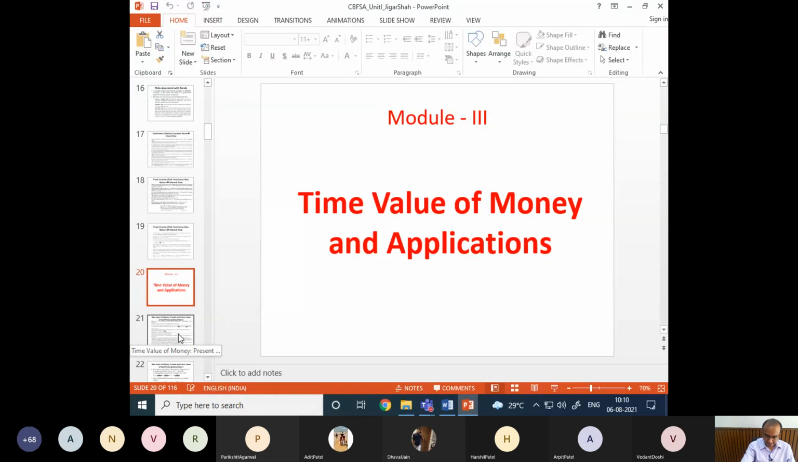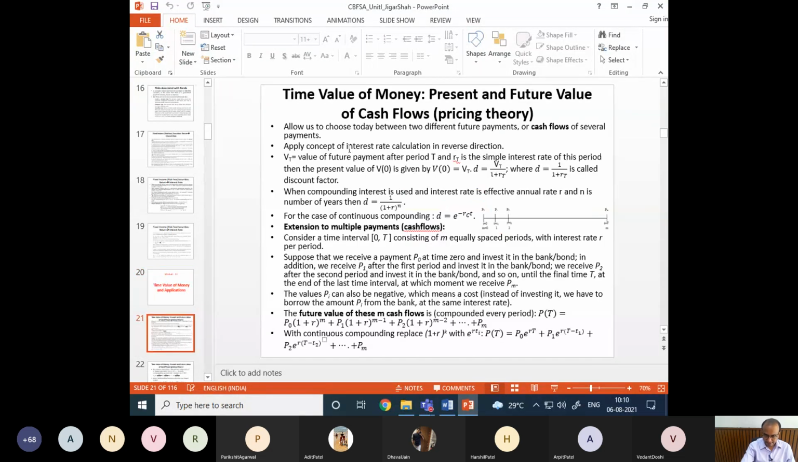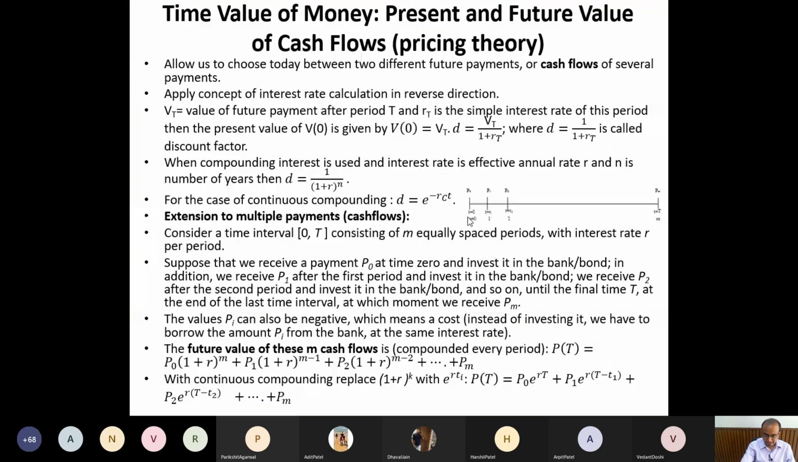So we see these three applications. Okay, so let me go to this time value of money, and that basically is used to calculate the present and future value of cash flow. So if I have some predetermined cash flow in future, I can calculate its present value. Or if I have some present amount with me, I can calculate its future value. So there are two types of calculation you can use.